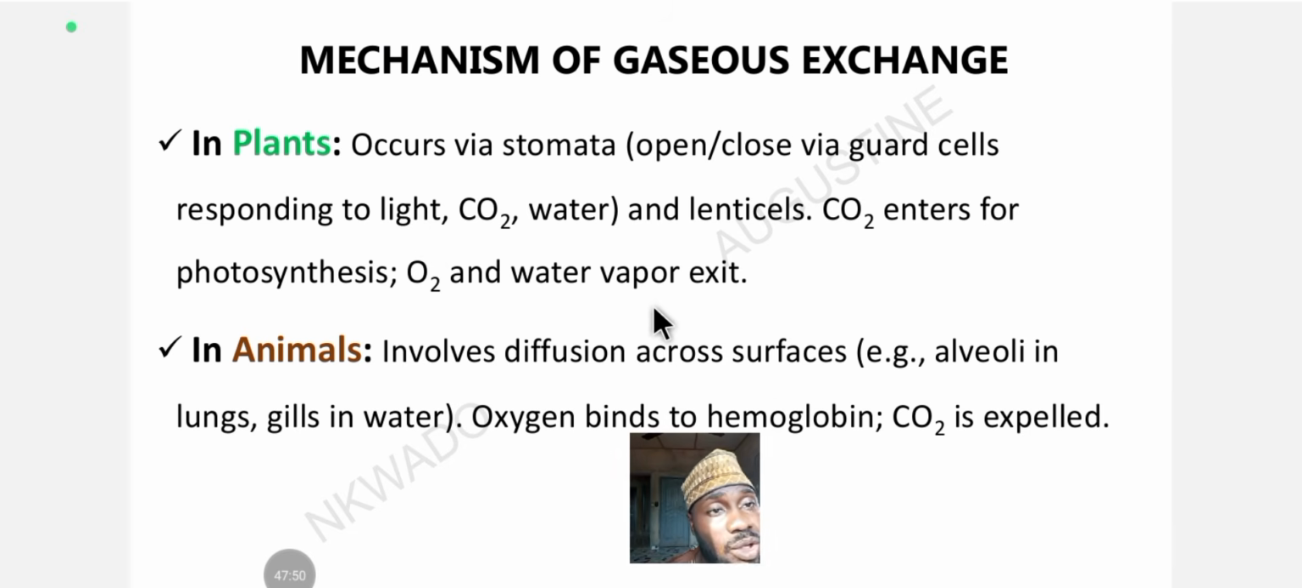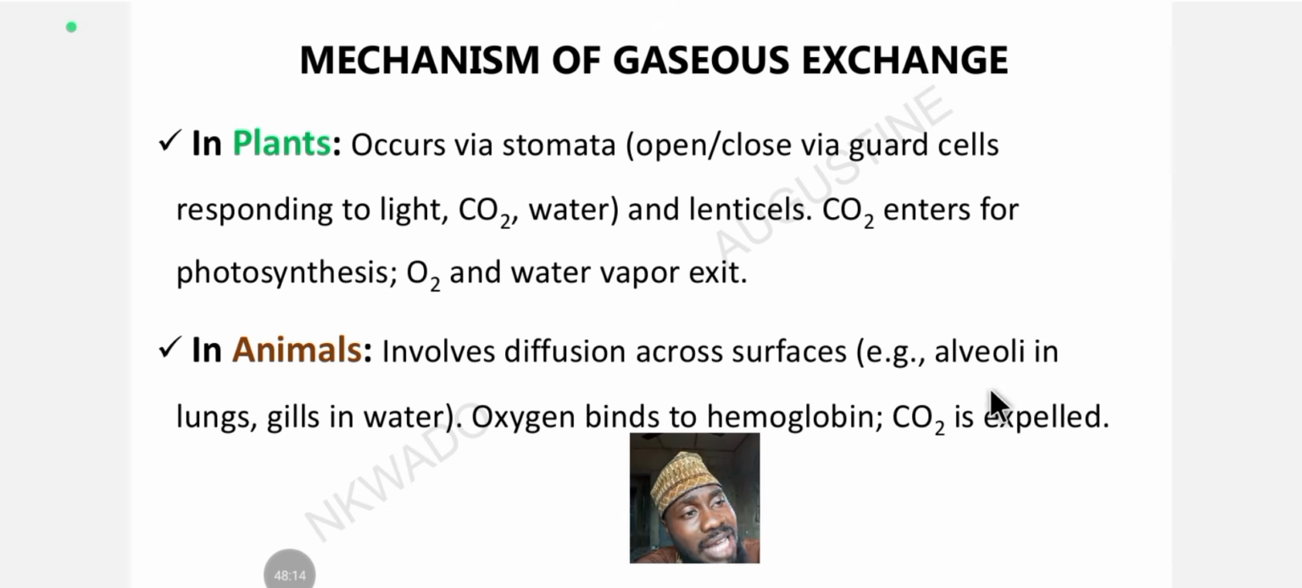That's how they respire when they are photosynthesizing, making food. But when they are not photosynthesizing, usually in the dark at night, they take in oxygen and bring out carbon dioxide and water vapor, just like normal mammals and humans. All right. In animals, it involves diffusion across surfaces. So in animals, we have what is called surface respiration.